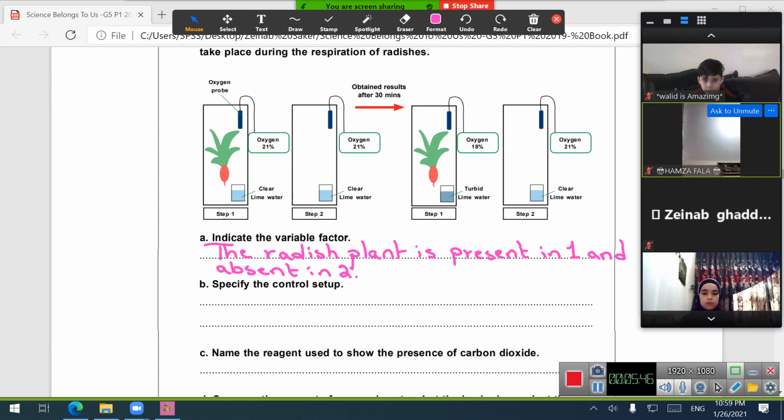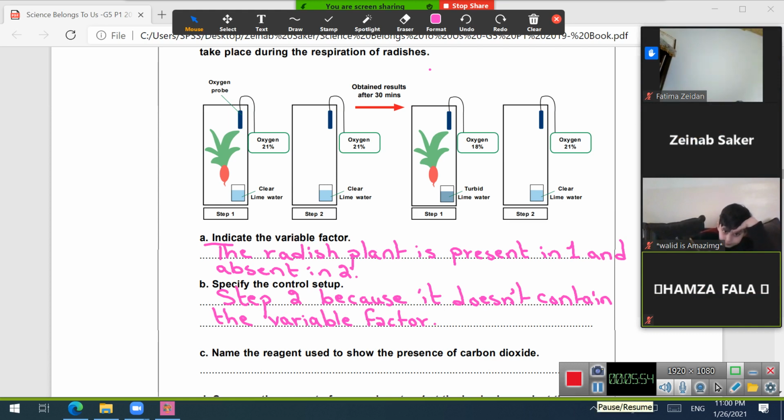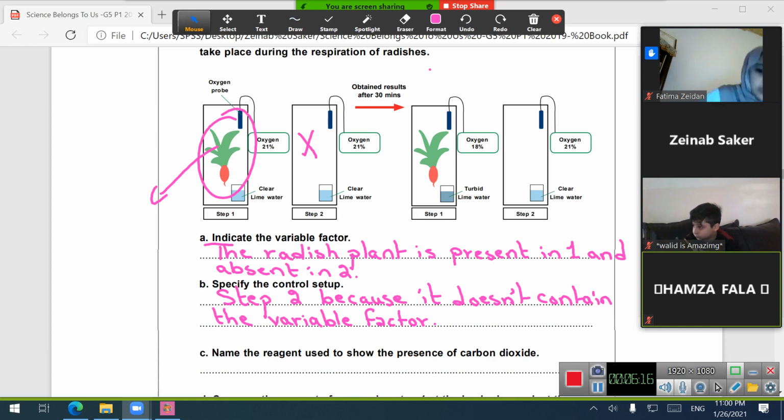So, step 2, because it doesn't contain the variable factor. Excellent, student. Let's continue. Step 2 is the control setup because it doesn't contain the variable factor, which means it doesn't contain the radish plant, because it is present in step 1 and absent in step 2. Now, when we finish, we have to move to part C.